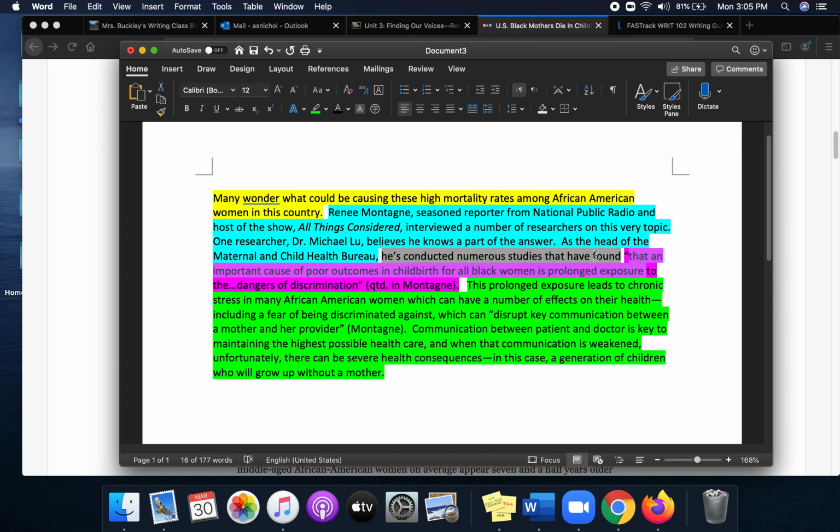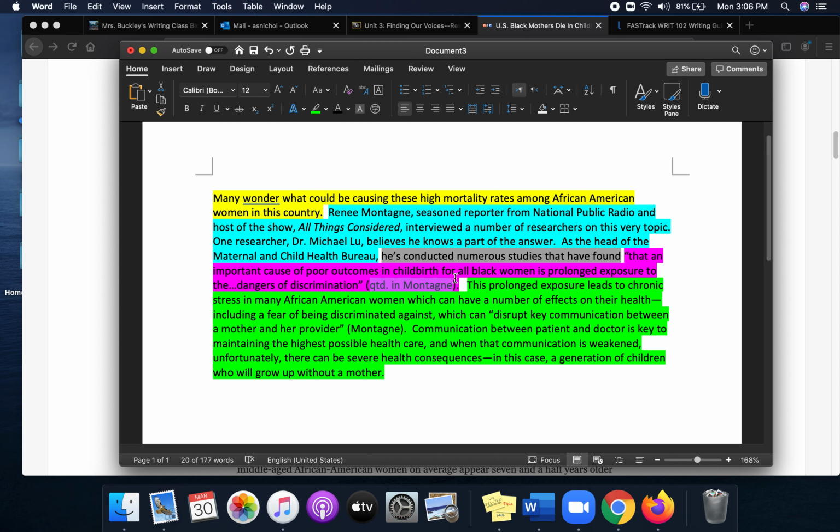I'll show you a resource in a minute about where you can go to find helpful verbs and things that you could use to signal phrase. But here in pink, you see the actual quote, okay? What you'll notice is that in my citation for the quote, which is about a cause of poor outcomes in childbirth for all Black women, prolonged exposure to the dangers of discrimination, I put here "quoted in Montagne."